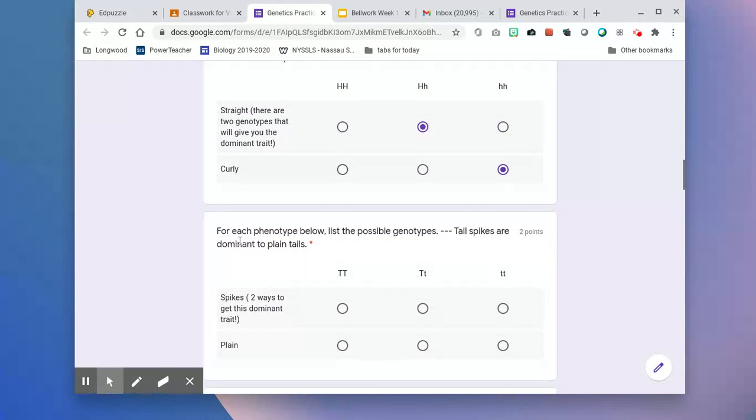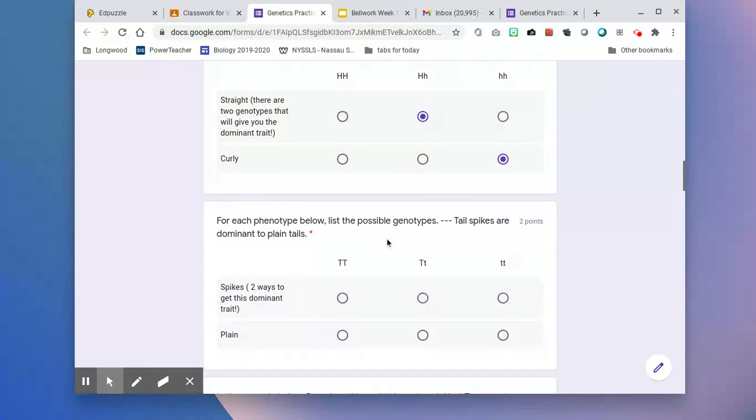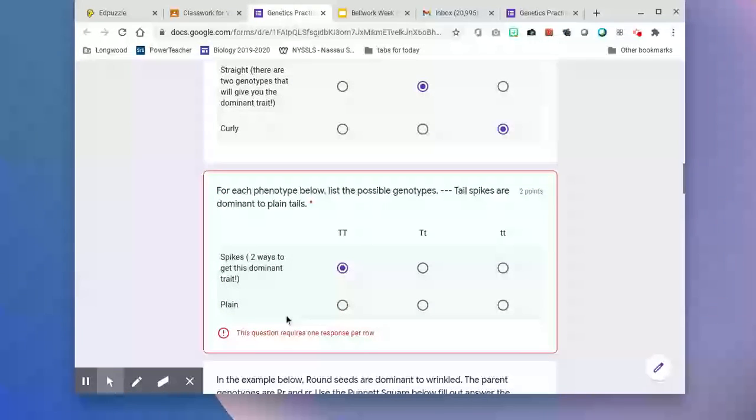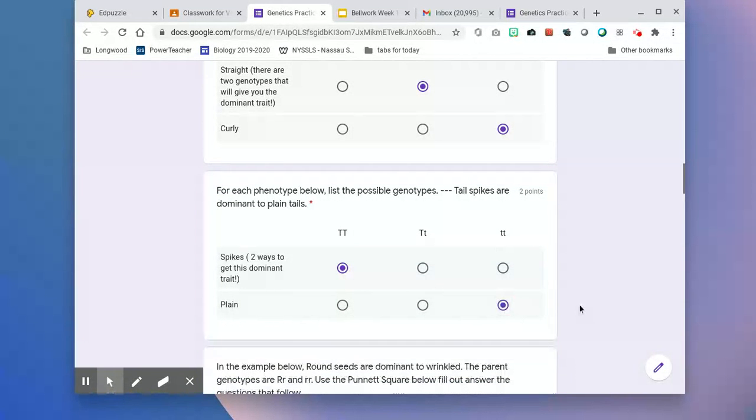Tail spikes are dominant to plain tails. Okay, so if I have spikes, it's dominant. Okay, so I'm going to pick this one this time, and I'm going to say plain is recessive, so I'm going to pick that one.